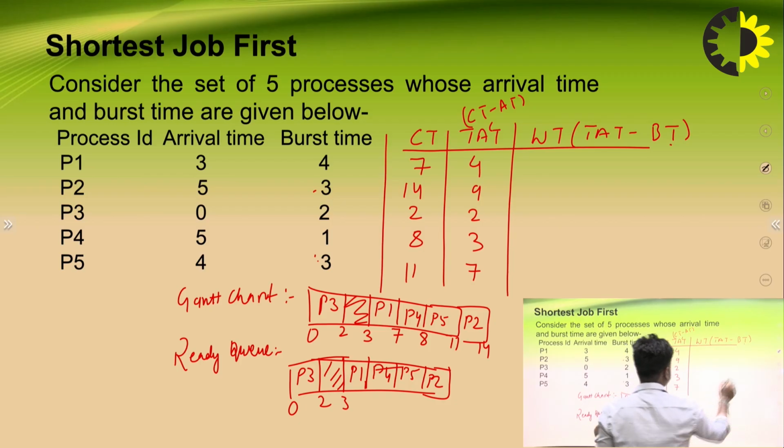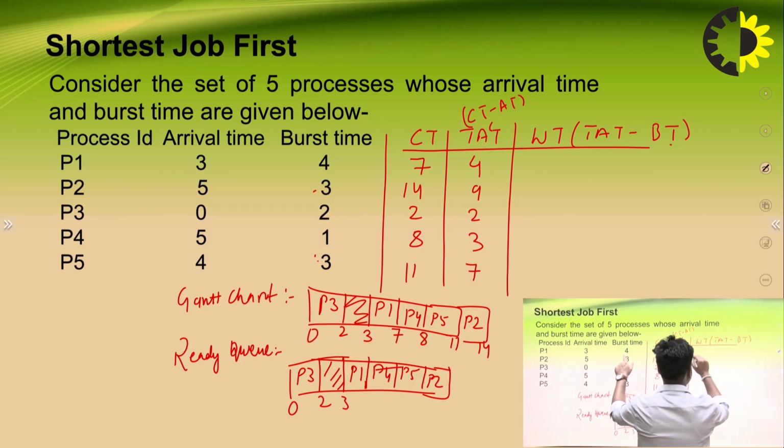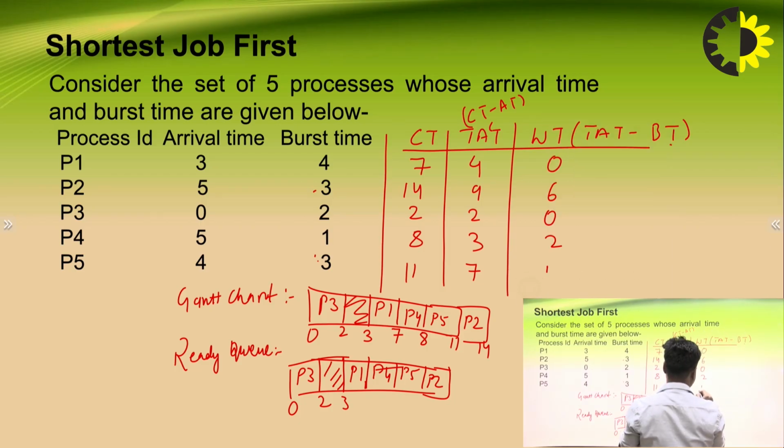Okay, waiting time. So waiting time is TAT minus burst time. 4 minus 4, 0; 9 minus 3, 6; 2 minus 2, 0; 3 minus 1, 2; 7 minus 3, 4.